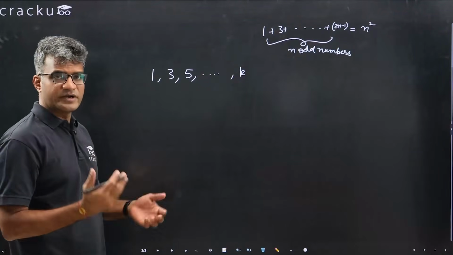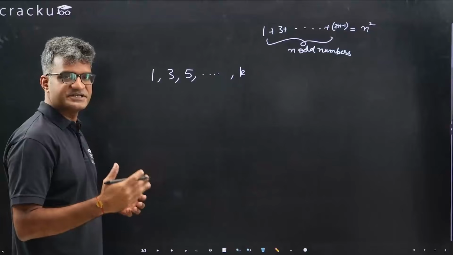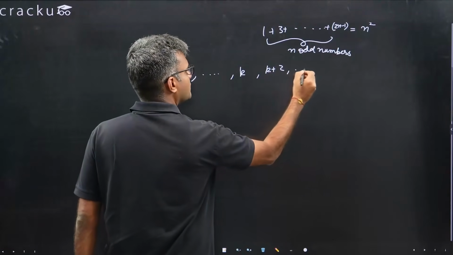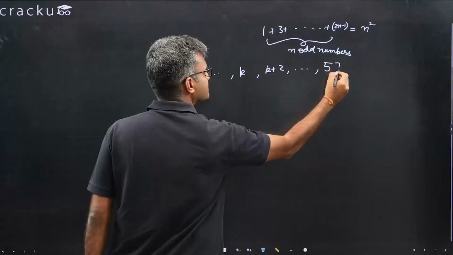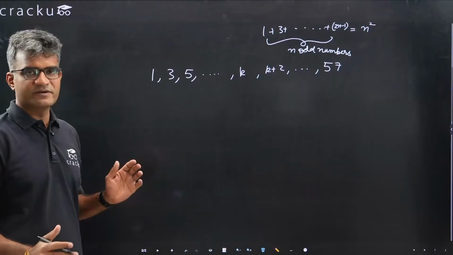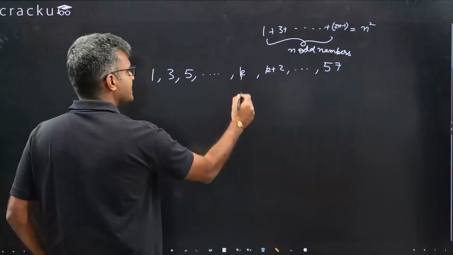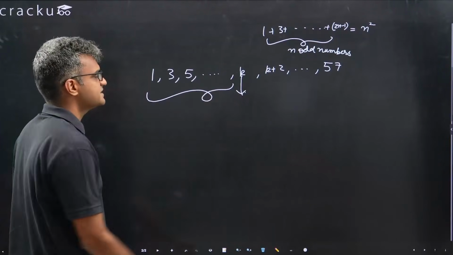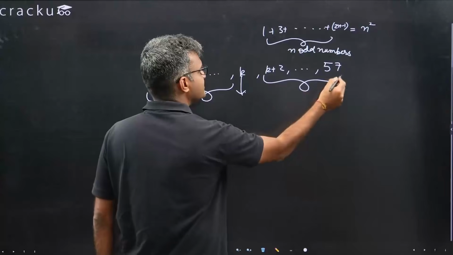These are all odd numbers, so they differ from each other by 2. Then you will have k plus 2 and so on, up to 57. Like we discussed earlier, the sum of all of them is 841. But we want to calculate k in such a way that the sum of all of these numbers is equal to the sum of all of these numbers.